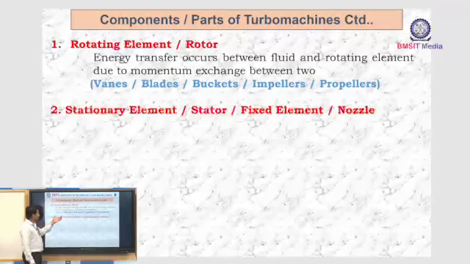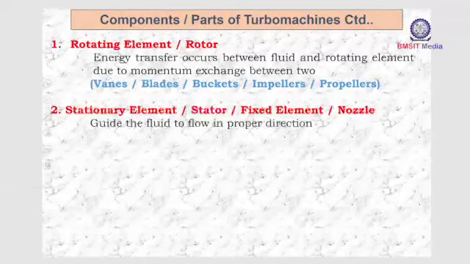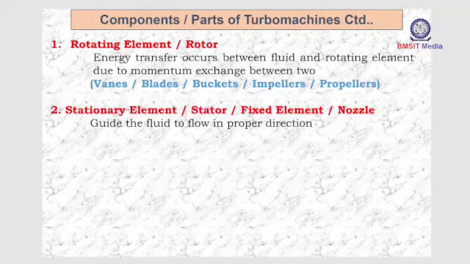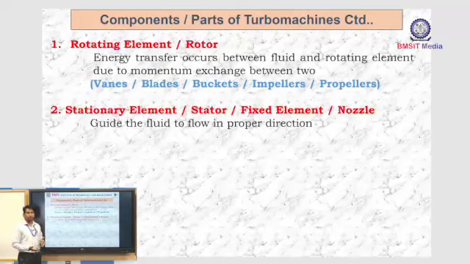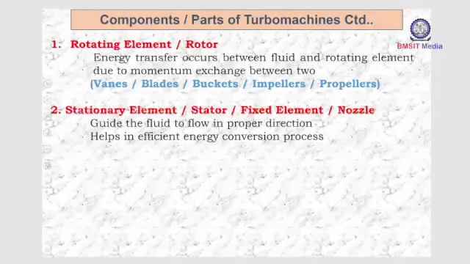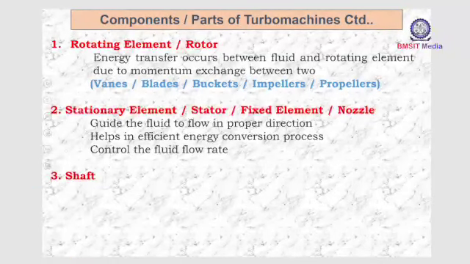The stator is called the stationary element, or fixed element, or the nozzle. What is the function of a stationary element? Its function is to guide the fluid, telling it in which direction to flow. So it is called a guide blade, fixed blade, stationary element, fixed element or nozzle. There are many names for the guide blades, which help in an efficient energy conversion process. The fluid flow can be controlled easily with the help of the guide blades. And the third part is the shaft.